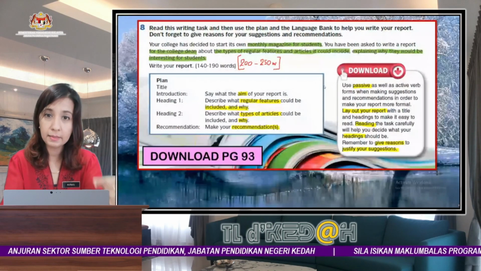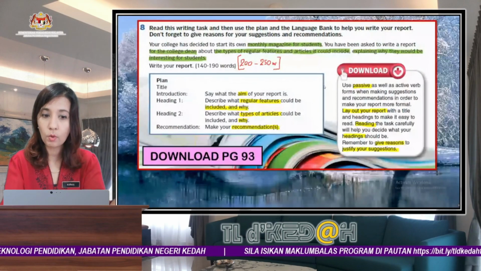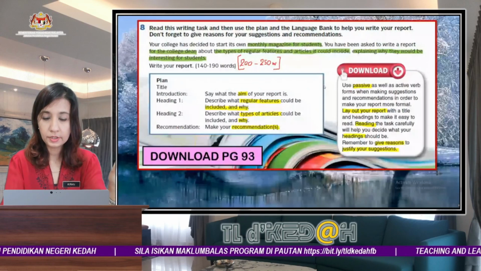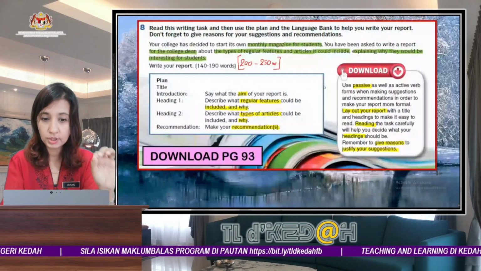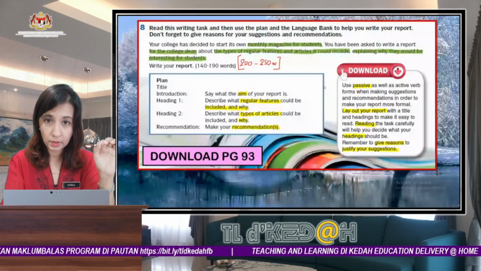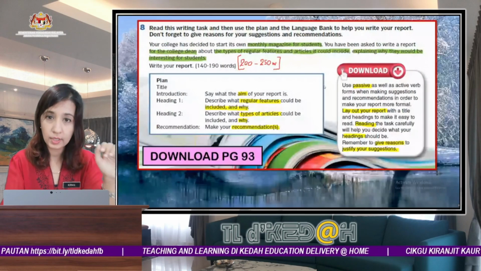So it's talking about a monthly magazine. What you want to put in the monthly magazine, explaining why it would be interesting for students. So the introduction is mentioned here. The aim of your report. Why you want to write this report. Then you have the headings, but we don't have to have headings.